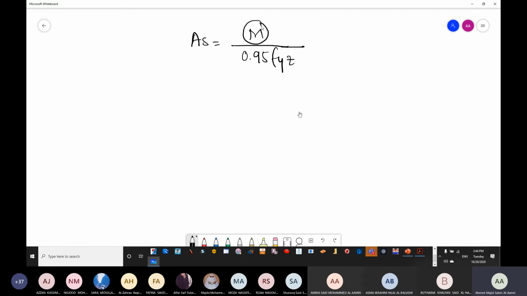Did we calculate the value of M? So M has been calculated. We just calculated M values. Do we know the grade of steel? Was it given in the question? It was given in the question that it's 460. Remaining for me is the Z value. So now we need to go and calculate for Z.